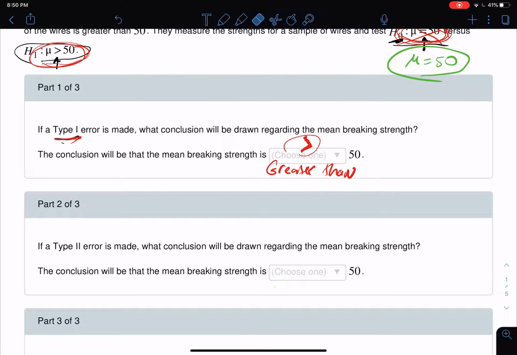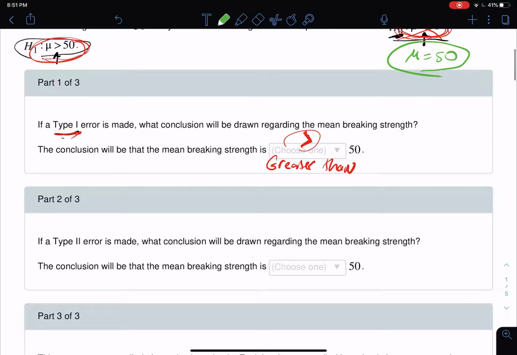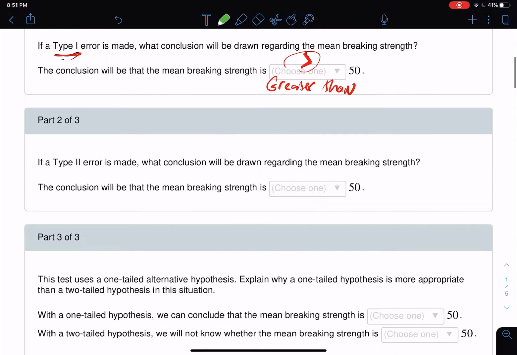Somehow I got it to unfreeze before. There we go. Let me see if I can actually just write equal. I'm trying to say equal.